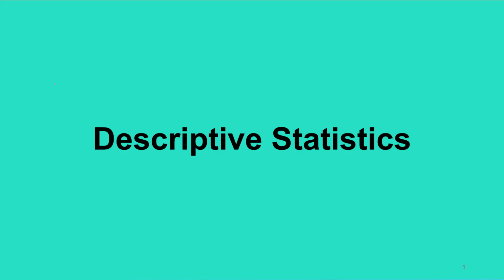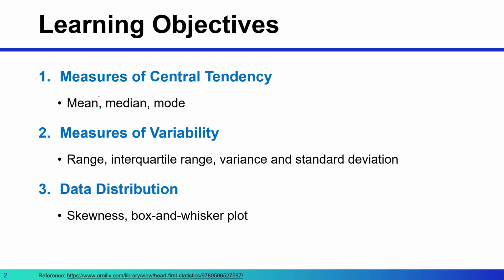Hello everyone, welcome back. In this section, we will be focused majorly on descriptive statistics. The main objective of this section is to understand the measures of central tendency, where we will be discussing the mean, median, mode, and for which kind of situation we have to use mean, median, and mode. And then we'll discuss the measure of variability or measure of spread.